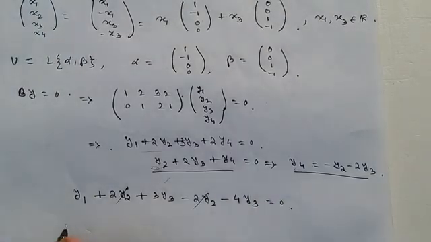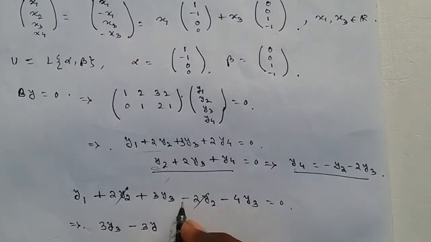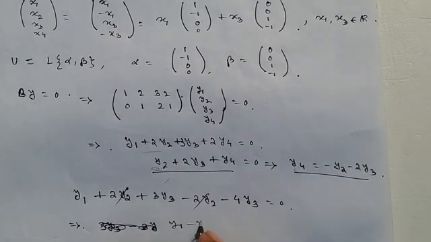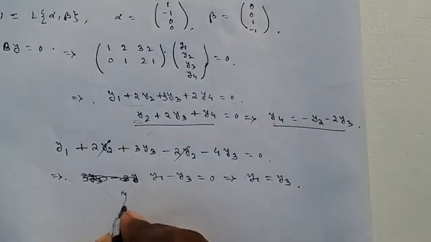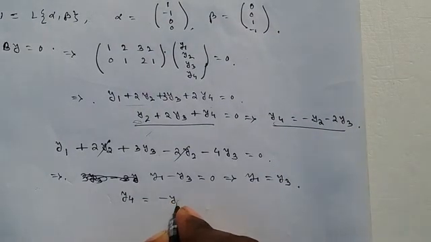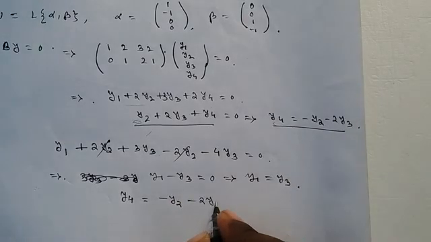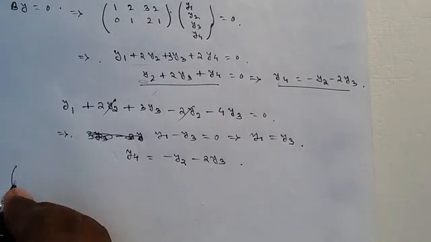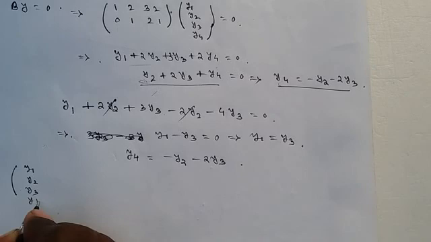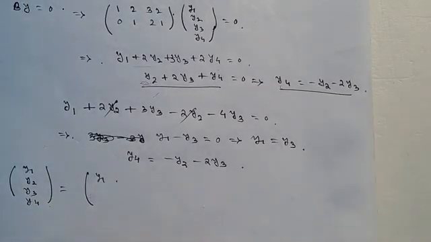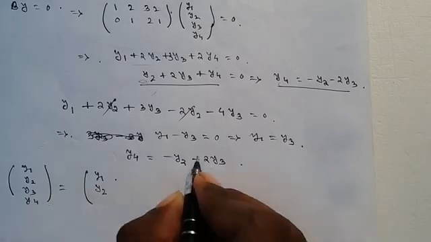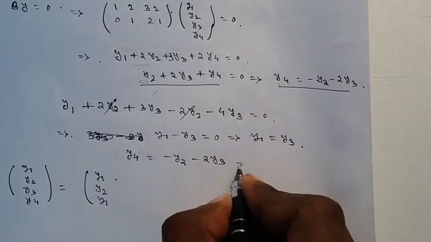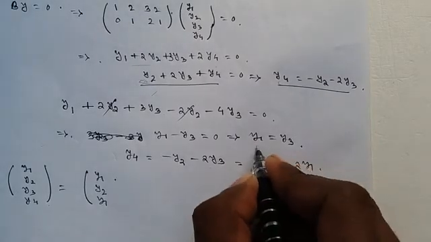So this and this cancel out, and this becomes y1 plus 3y3 minus 4y3, that is y1 minus y3 equals 0. This becomes y1 equals y3, and from before, y4 equals minus y2 minus 2y3. So (y1, y2, y3, y4) becomes (y1, y2, y1, minus y2 minus 2y1), since y1 equals y3.